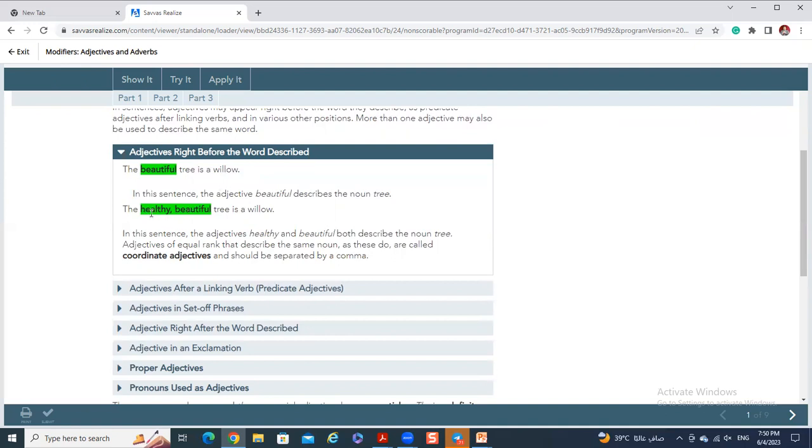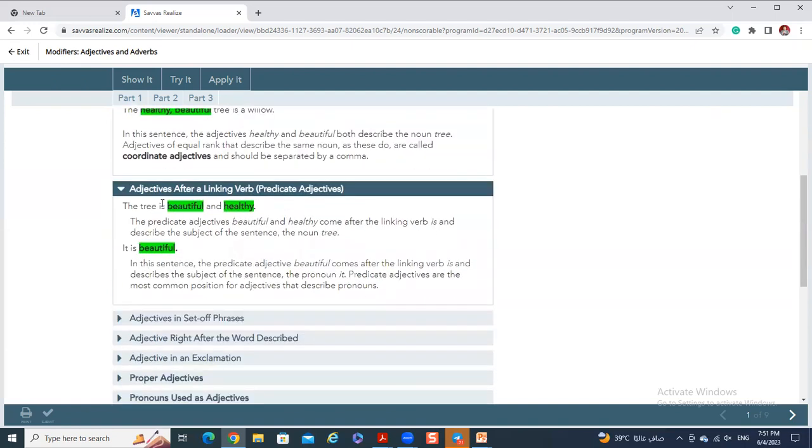Healthy, beautiful. What are they? They are two adjectives that describe tree, that we can use and between them, but instead we put a comma. Instead we put a comma because we call them coordinate adjectives.